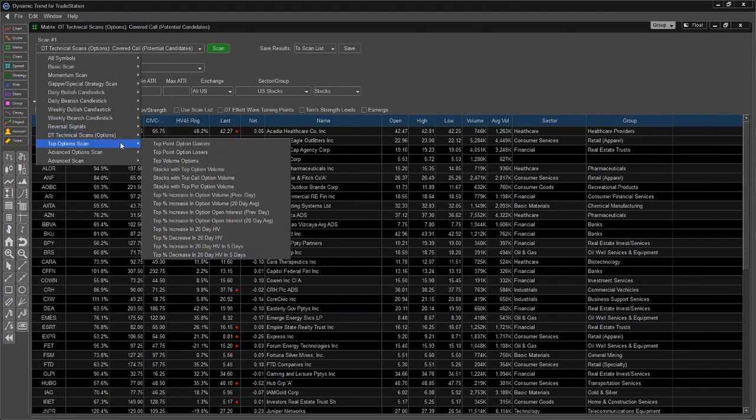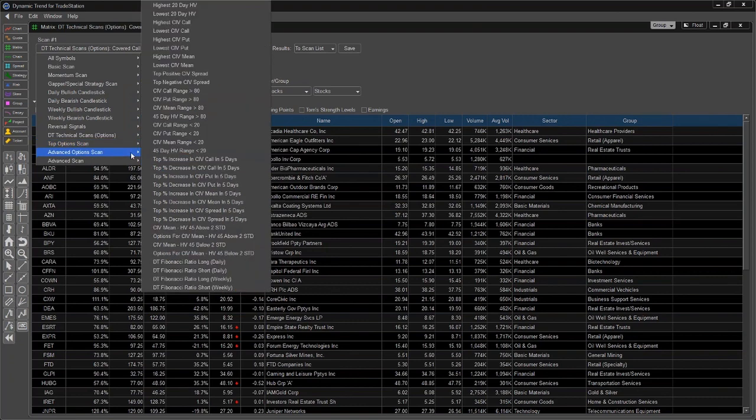We also have our top option scan. So we're looking at the options for the underlying symbol. So top point option gainers, top volume options. If you're looking for breakouts when it comes to the actual options themselves, it'll give you a list of stocks that meet that criteria.